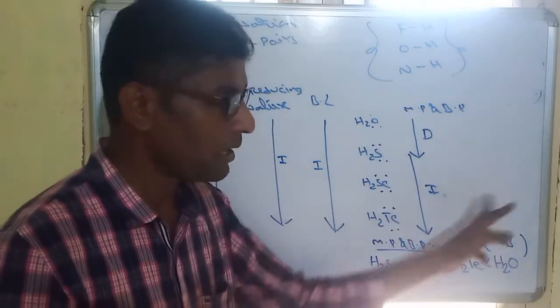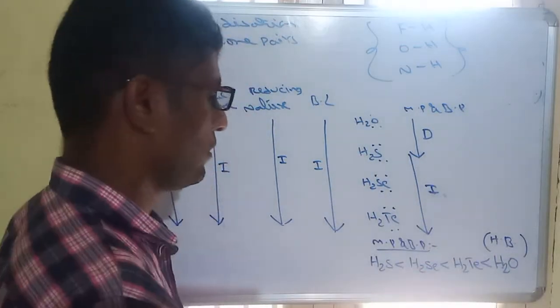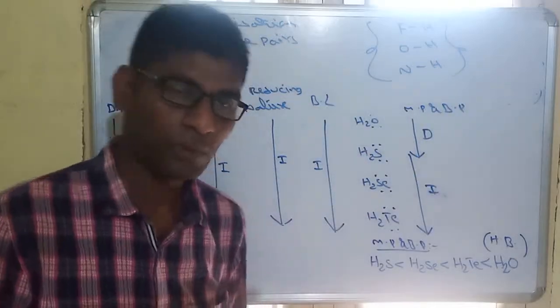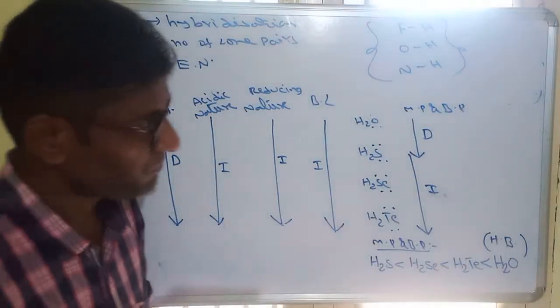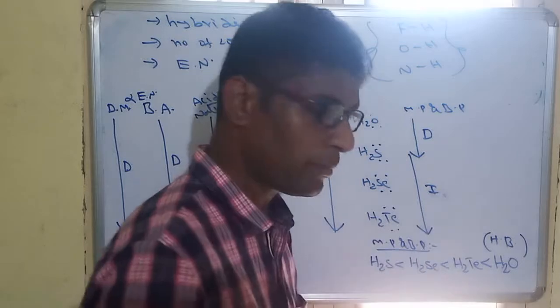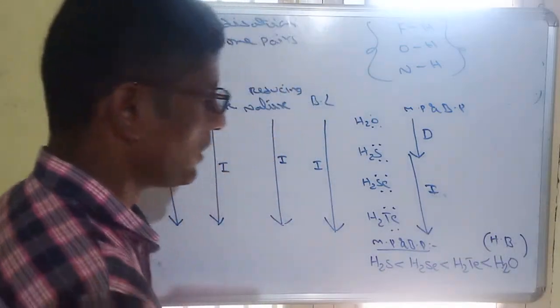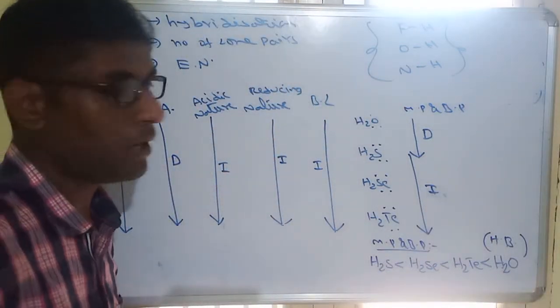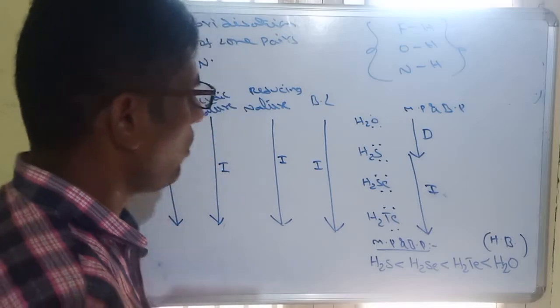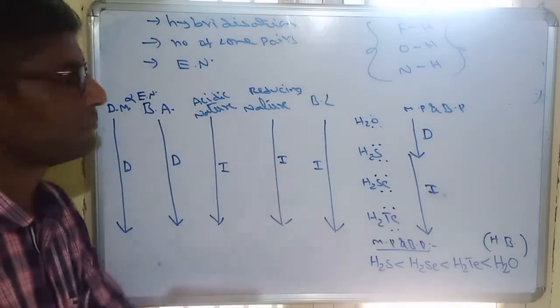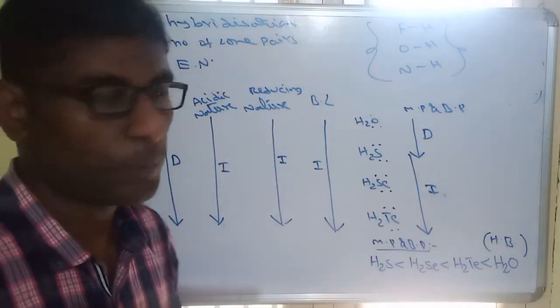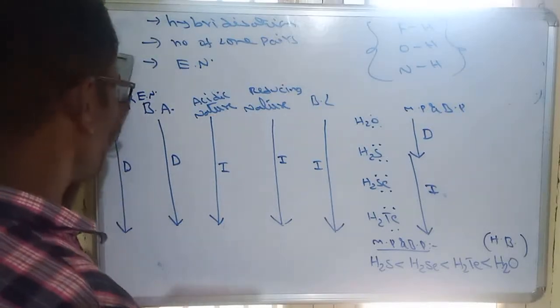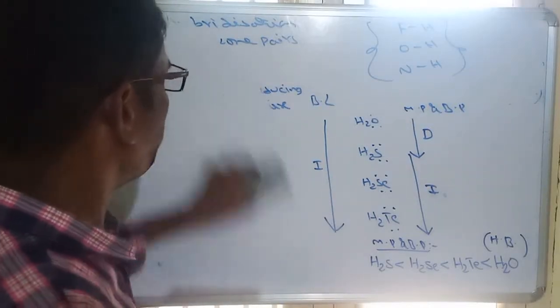What is the highest melting, highest boiling point? When you are going to the 17th group, a small change will be there. But here both melting and boiling point will be highest for water, due to the presence of intermolecular hydrogen bond. So all these are properties of hydrides of the 16th group. So this is the reaction with hydrogen.